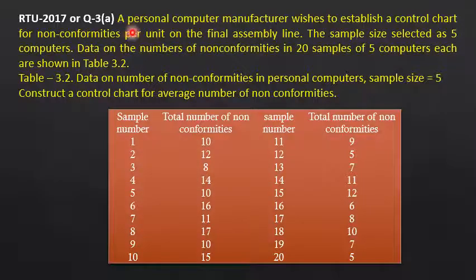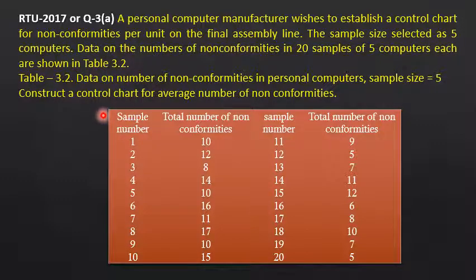The given question is like that: a personal computer manufacturer wishes to establish a control chart for non-conformities per unit on the final assembly line. The sample size selected is 5 computers. Data on the number of non-conformities in 20 samples of 5 computers each are shown in table 3.2.